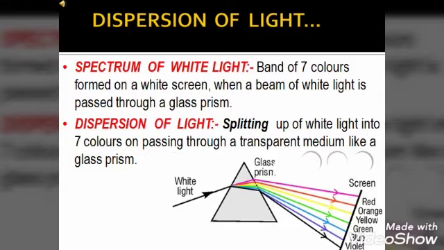So what does dispersion of light actually mean? It is the splitting of white light into 7 colors on passing through a transparent medium like a glass prism. And white light is a mixture of 7 colors. So why does this dispersion occur? It occurs because the colors of the white light travel at different speeds through the glass prism.